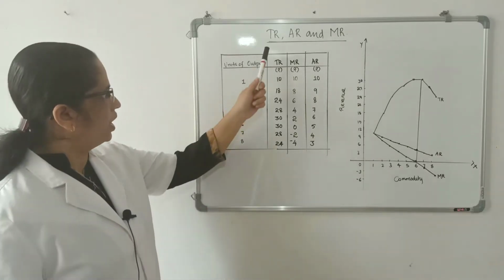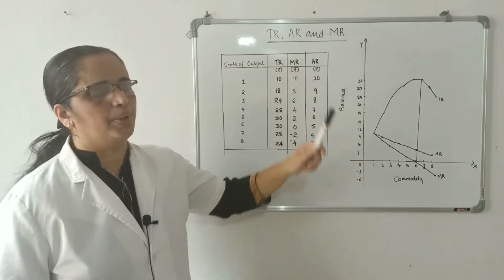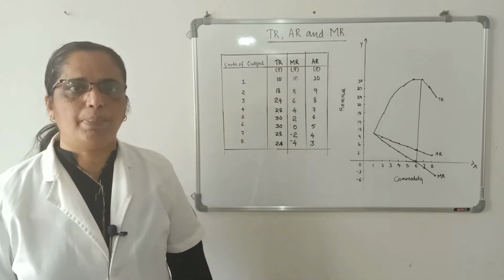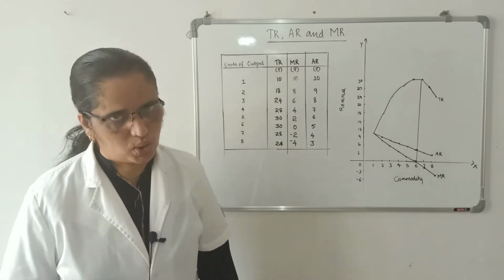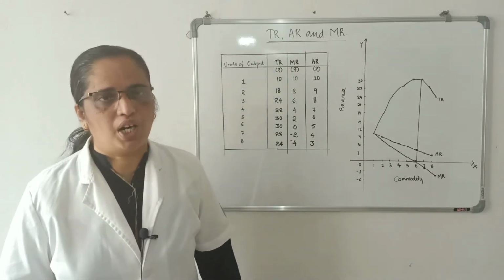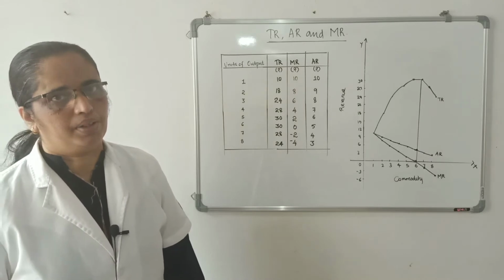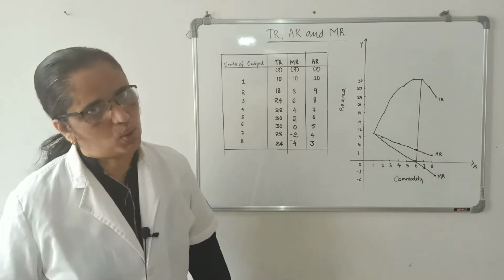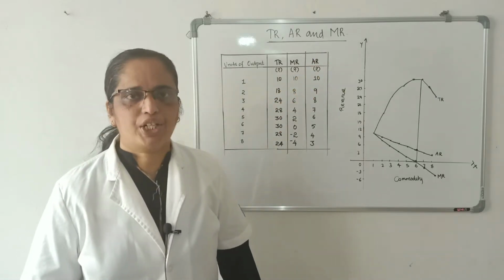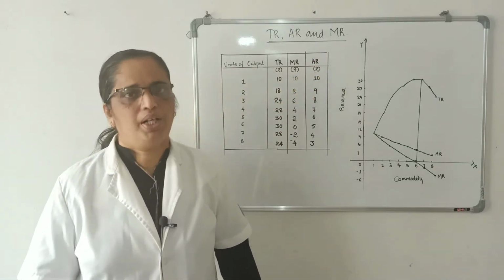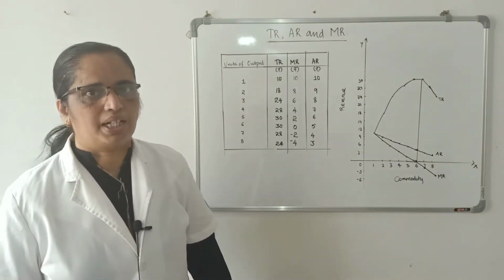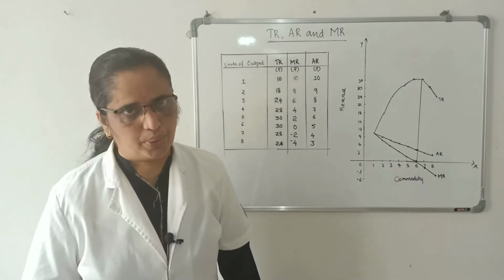Total revenue, average revenue and marginal revenue. Total revenue is the sum total of revenue received by the firm through sales. Average revenue is revenue per unit of output sold, that is equal to price. Marginal revenue is the addition made to total revenue as a result of the sale of an extra unit. Marginal revenues are the additional revenues.